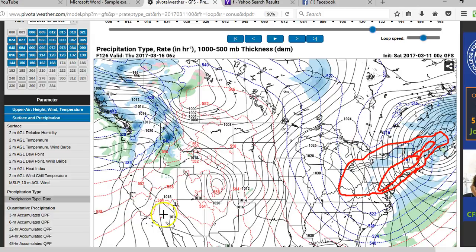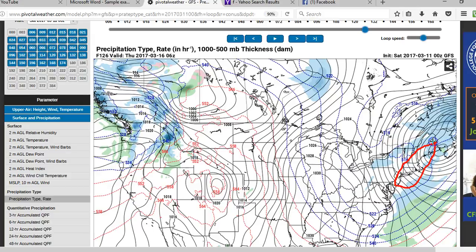But if it's further east, then the heaviest snow, the axis would be further east, probably along the coast. So this is going to be interesting to watch over the next couple of days. Stay updated. I'll have an accumulation map tomorrow night.